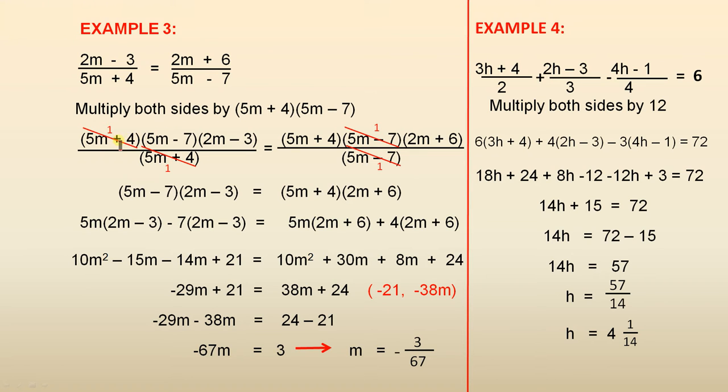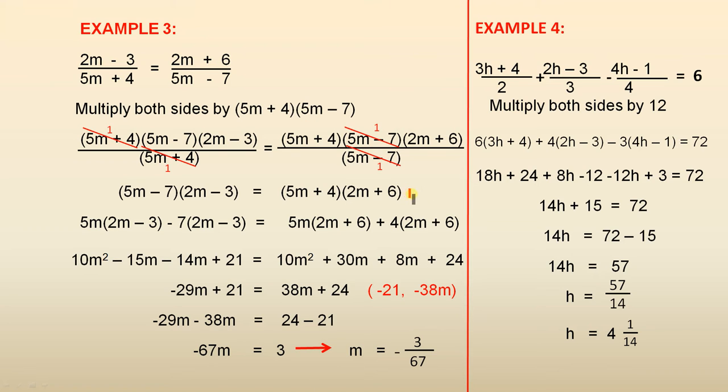So there's the 5m plus 4 and the 5m minus 7, so we've multiplied the left hand side by that. And here's the 5m plus 4 and the 5m minus 7, and we've multiplied the right hand side by those terms. Now we do some cancelling here and here. We cancel here and here. So we're left with this equation here. The product of those two equals the product of those two. They were all in the numerator. See, they're all up here in the numerator.